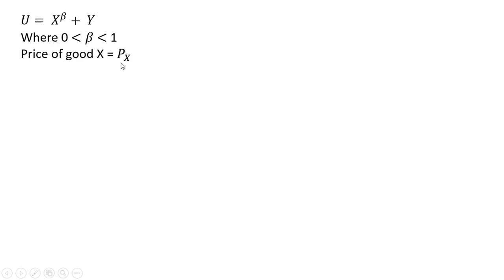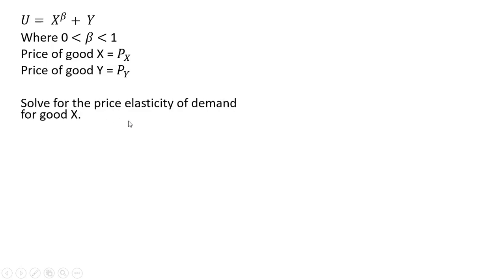Price of good x is p subscript x. Price of good y is p subscript y. We want to solve for the price elasticity of demand for good x. We'll get the marginal utility of good x by taking the partial derivative of the utility function with respect to x. We get this result. We get the marginal utility of good y, and that is just 1.